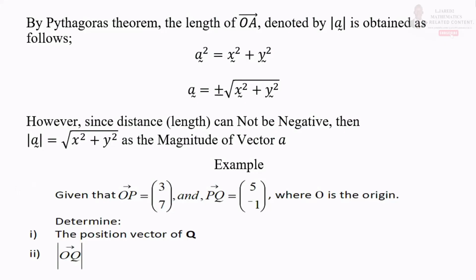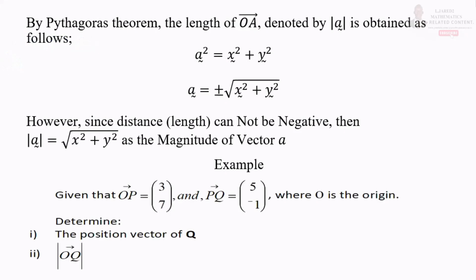We have an example here. We are given that OP equals (3, 7) and PQ equals (5, -1), where O is the origin. Determine Roman number 1, the position vector Q, then Roman number 2, the magnitude of vector OQ. So here is our response. Roman number 1: remember we've been given vector PQ and vector OP, and we are required to find vector OQ, or position vector OQ.